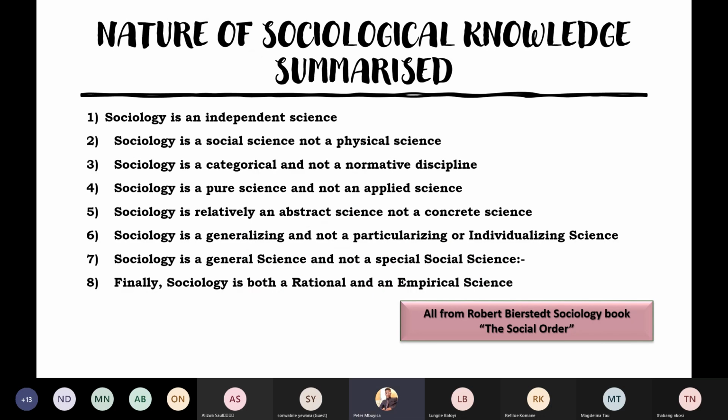Now, in summary, what then is the nature of sociology? The first point, and this is an extract from Robert Epstein's sociology book, The Social Order, summarizes perfectly the nature of sociology, because that's the theme we've been doing for the past 2 weeks. So these are the takeaway points. Number one is that sociology is an independent science. And why do we say so?